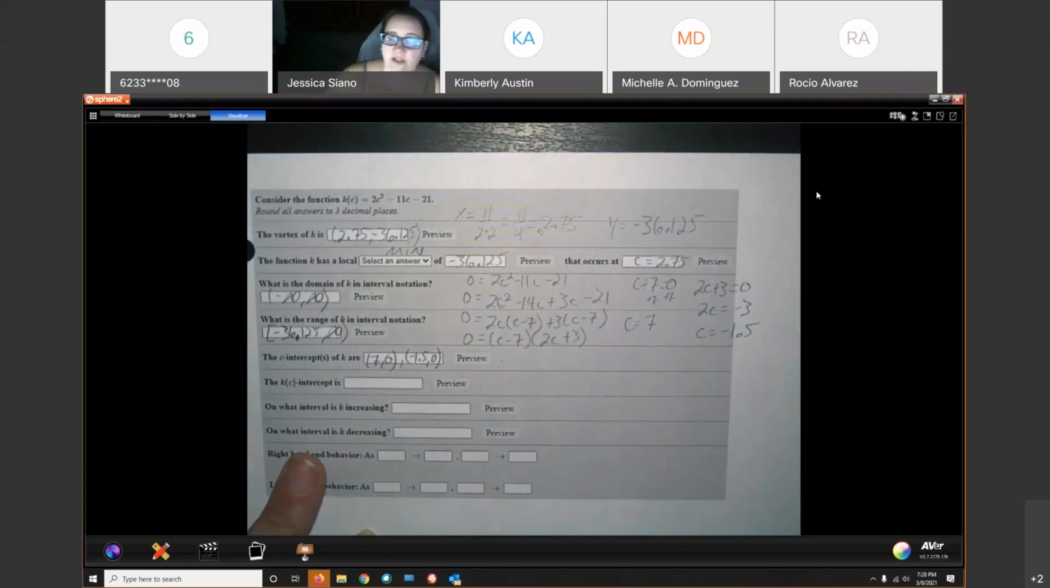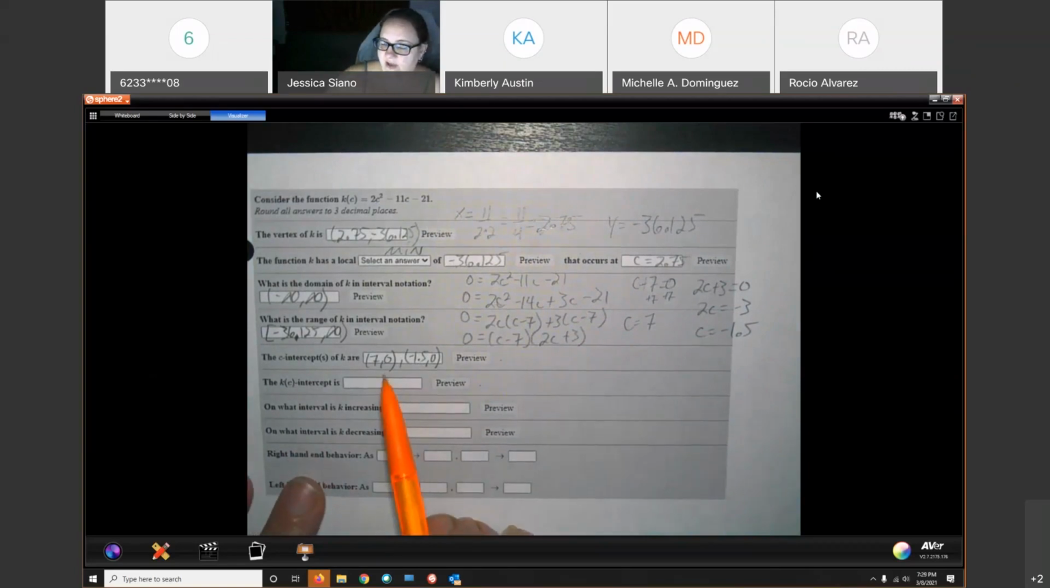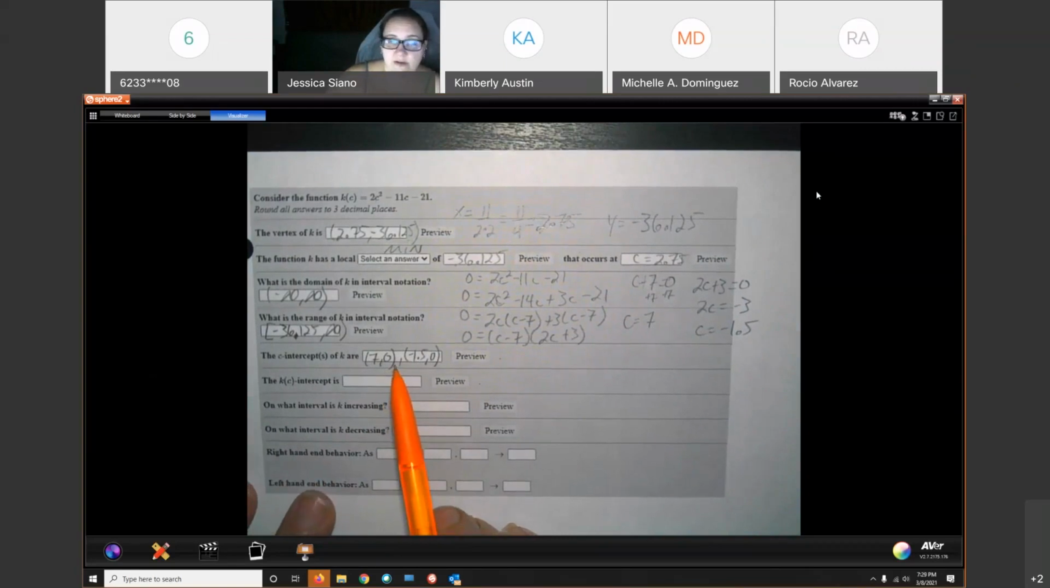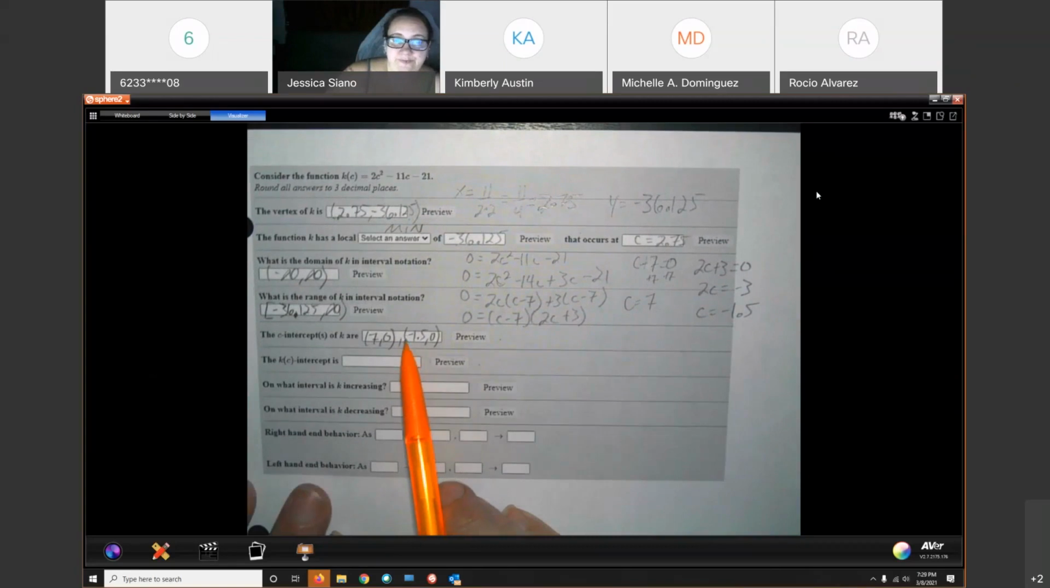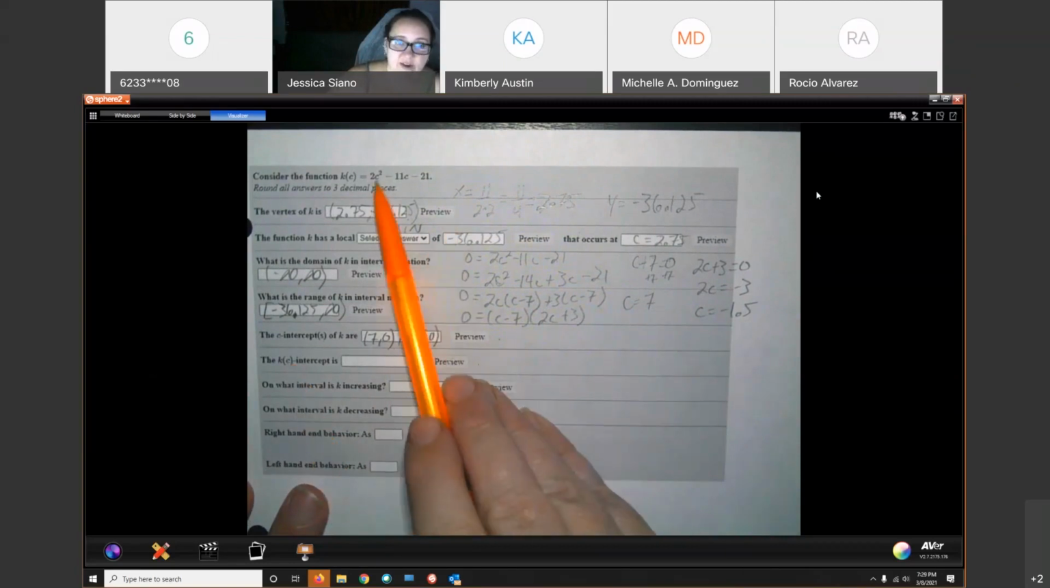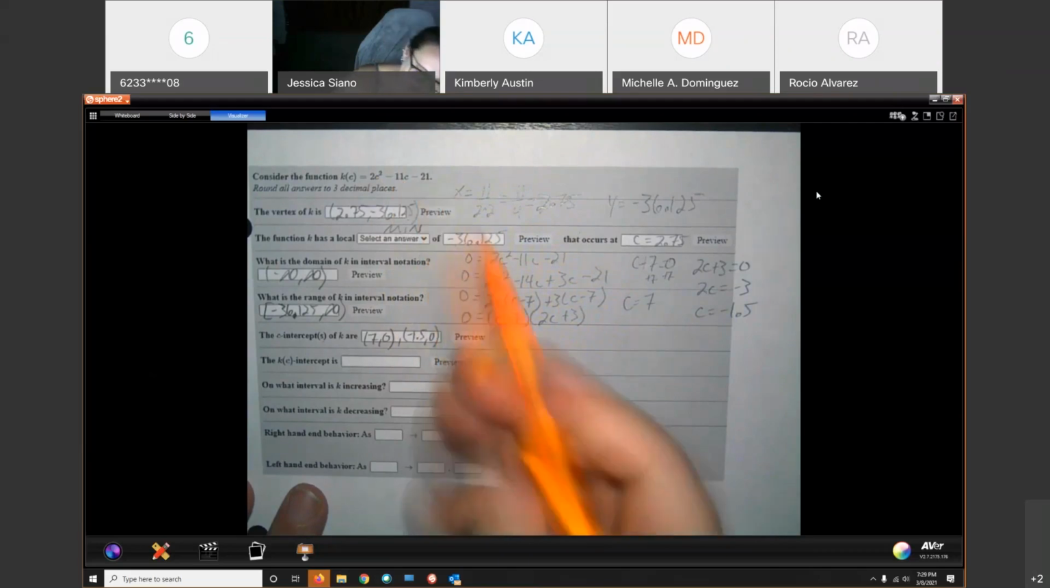And so again, if you wanted to, just like the polynomials that we did, you could graph this and do calc zero. But the k of c-intercept, so that's the y-intercept, to find that we would make c equal 0. So if I made c equal 0, this term would drop out, this term would drop out. I'd be left with negative 21.